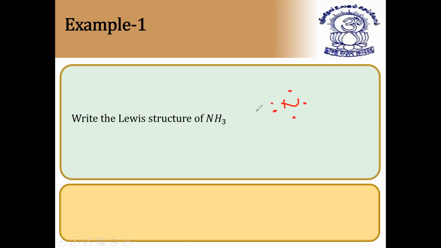Nitrogen has 5 valence electrons and requires 3 more electrons for attaining stability. Those 3 electrons will be shared by hydrogen. Each hydrogen will share 1 electron, so in total they are sharing 3 electrons: 1, 2, and 3. So 3 electrons from nitrogen, and one electron from each hydrogen. So it has 3 bond pairs.